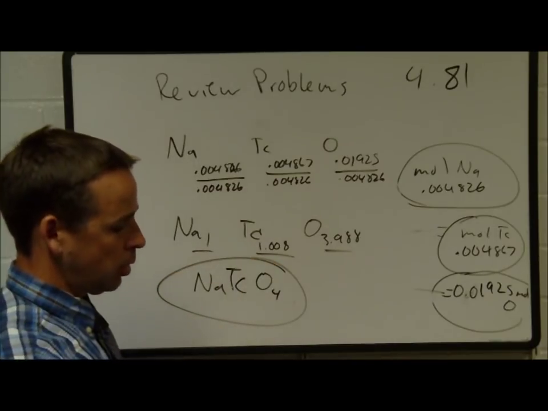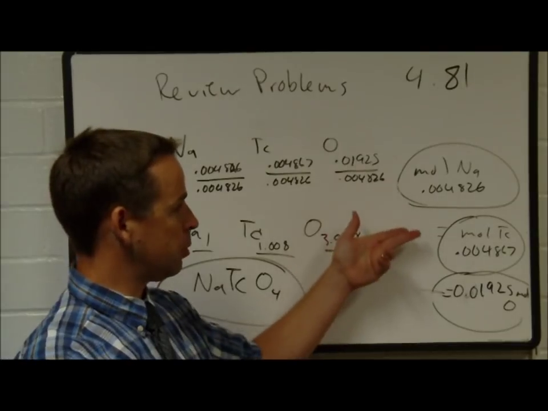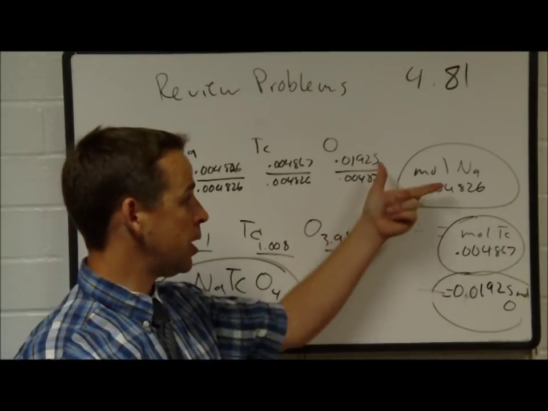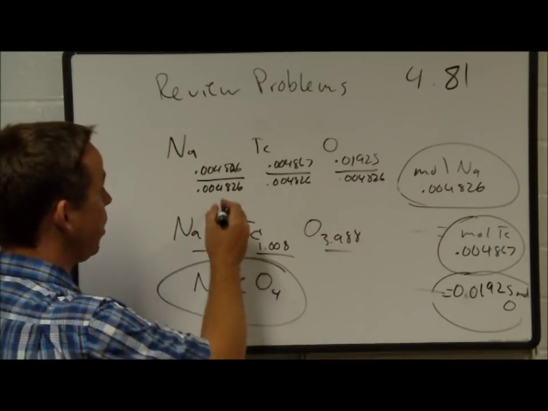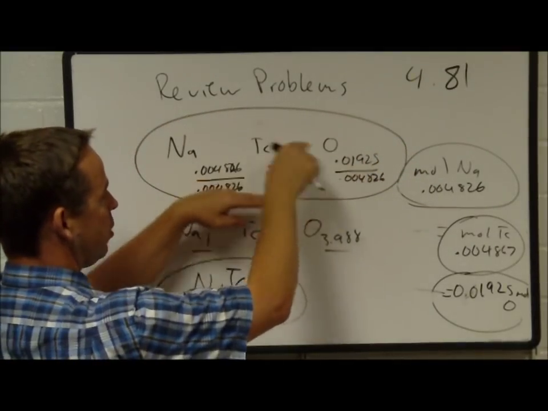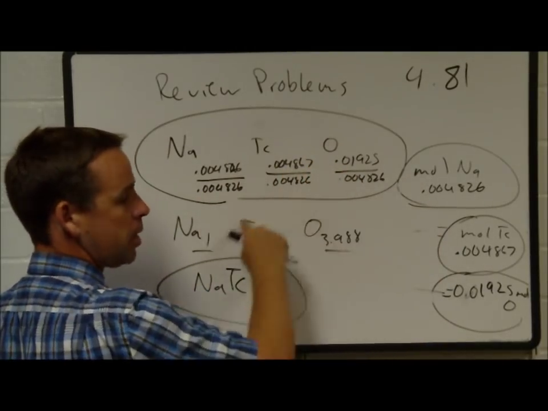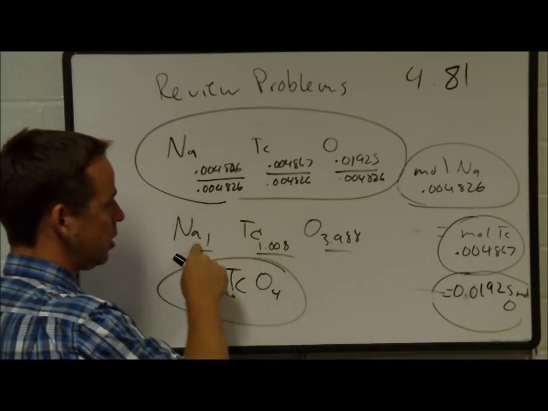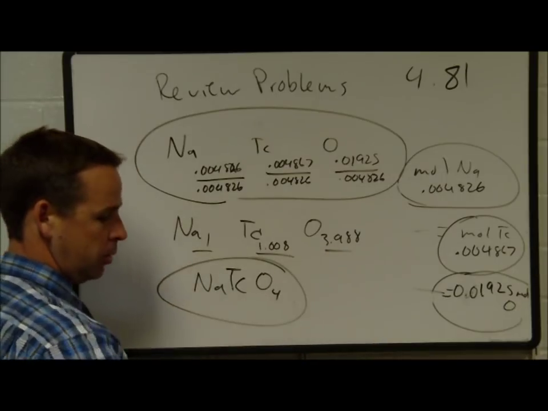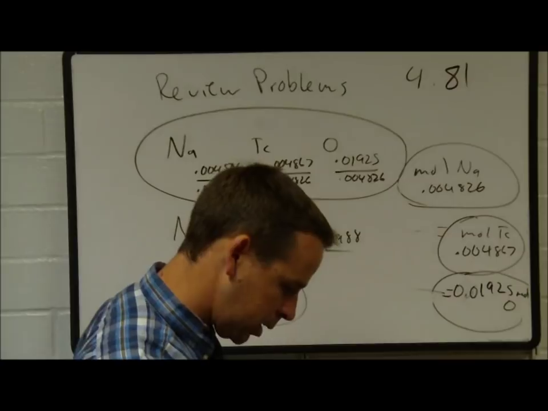All right? So, again, we were given how many grams of sodium, technetium, and oxygen. We converted that to how many moles there were. We wrote down an equation with that mole ratio, but we divided all of them by the smallest value to get a whole number ratio, and we ended up with the empirical formula for sodium pertechnetate.